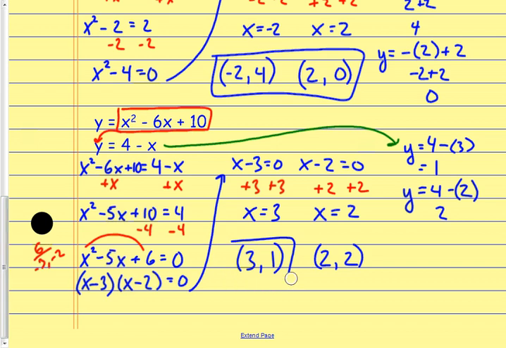And that's it. Okay, so again, we set them equal to each other. We use that substitution. Then we can solve the quadratic that it leaves us with. And just make sure once you have those x values, you plug them back in to get the y values that go with them. Okay?